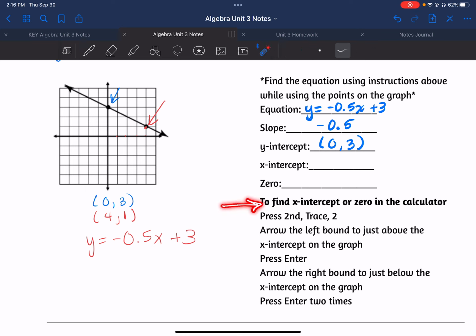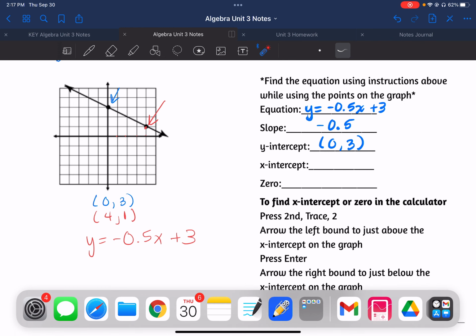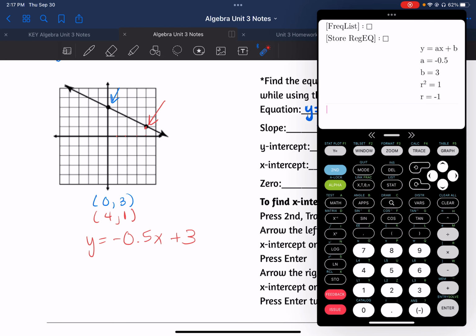To find the x-intercept or the 0 on the calculator, here's how you do it. You go second trace, arrow left bound, x-intercept. I'm going to show you actually how to do it. We need to bring up a calculator, okay? Now we have to basically graph this line again. So let's go ahead and graph it.